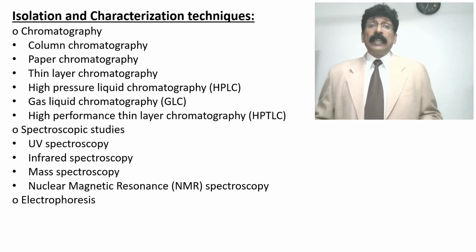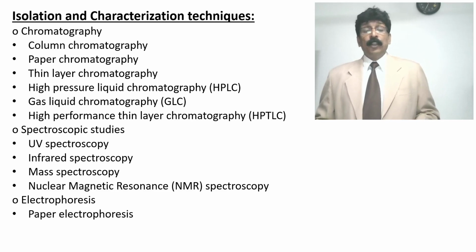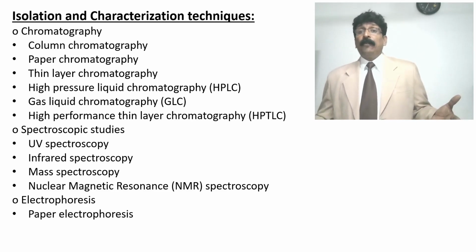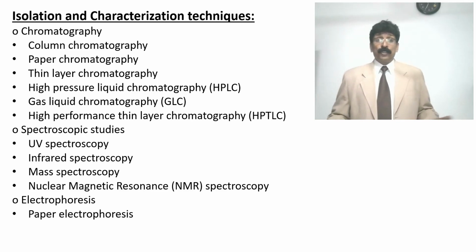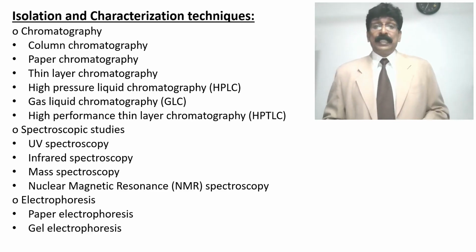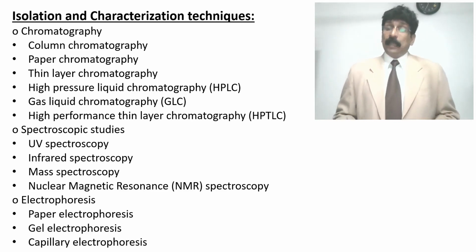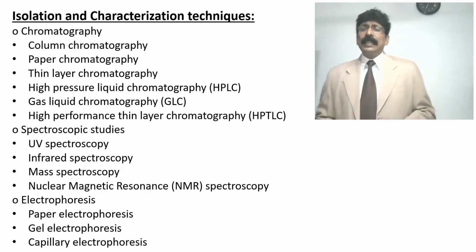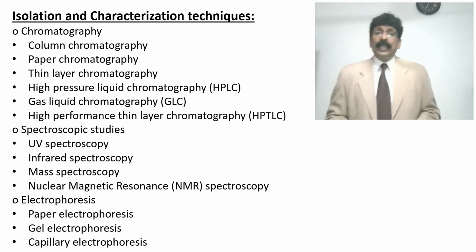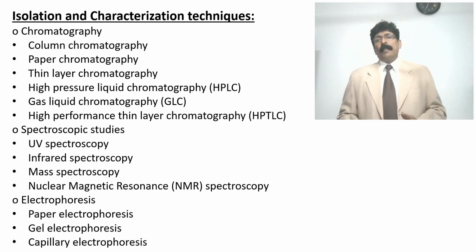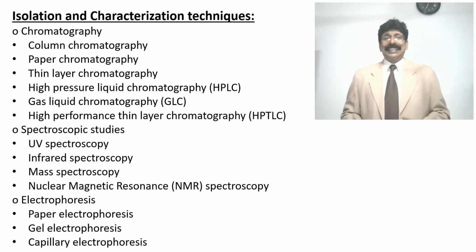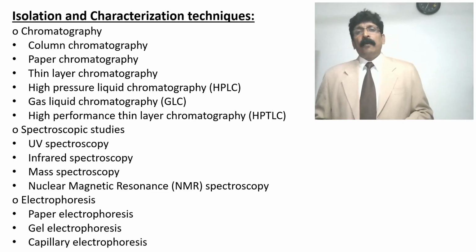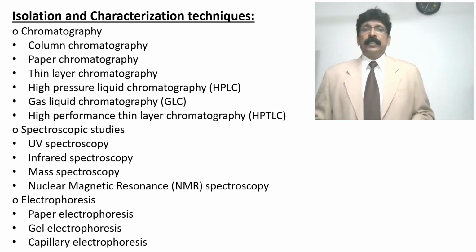Then electrophoresis. You might have heard about DNA fingerprinting, which is done by gel electrophoresis, that is paper electrophoresis, gel electrophoresis, capillary electrophoresis. All these we should know about, their application towards the isolation and characterization of phytoconstituents from herbs.